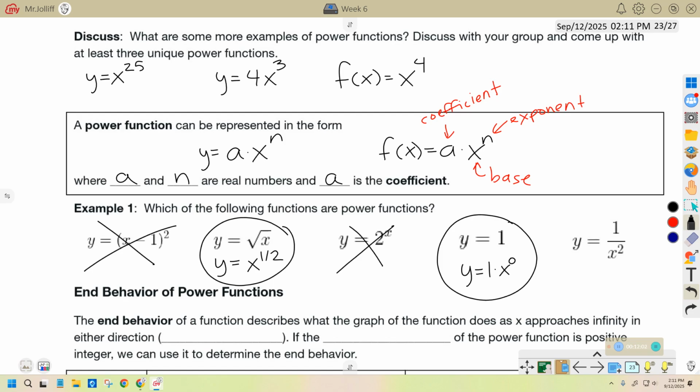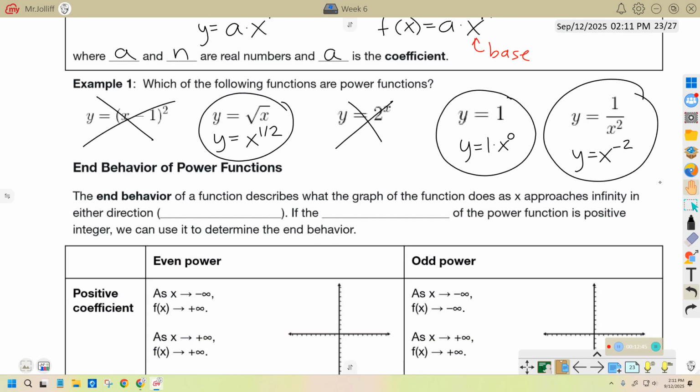Good. Last one. Y equals 1 over x squared. Power function, not a power function. Very good. I agree, because I can rewrite that as y equals x to the minus 2. That matches the pattern of a constant, 1 in this case, times x to an exponent. Perfect. If it's not written, what is it implied to be? 1. So all of these that don't have coefficients, their coefficient is 1.